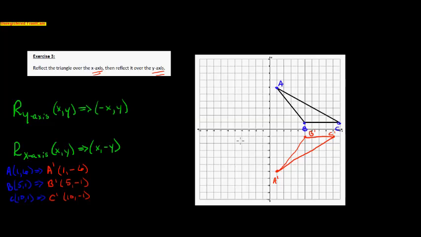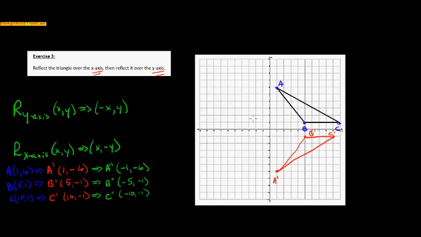Okay, so that's not too bad. Again, same size, same shape, but it just changed the orientation of the triangle. So I'm going to switch over to green here, and then I'm going to do the reflection over the y-axis. According to my rule, same thing as before, the x-coordinate changes to the opposite. So I've got A double prime is going to be negative 1, negative 6. B double prime is going to be negative 5, negative 1. And C double prime is going to be negative 10, negative 1.